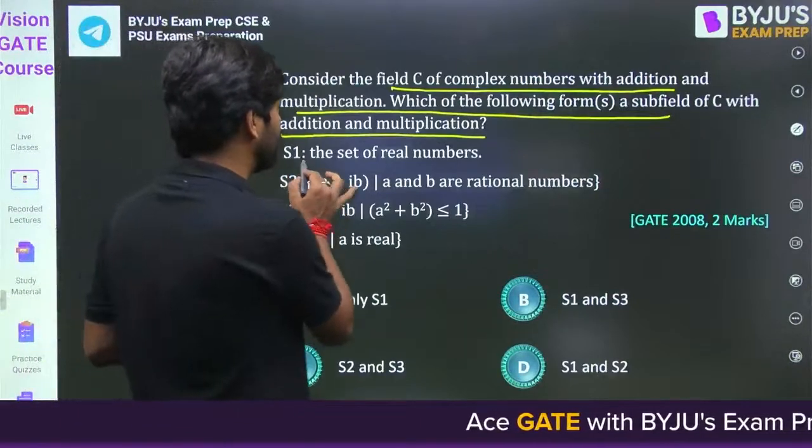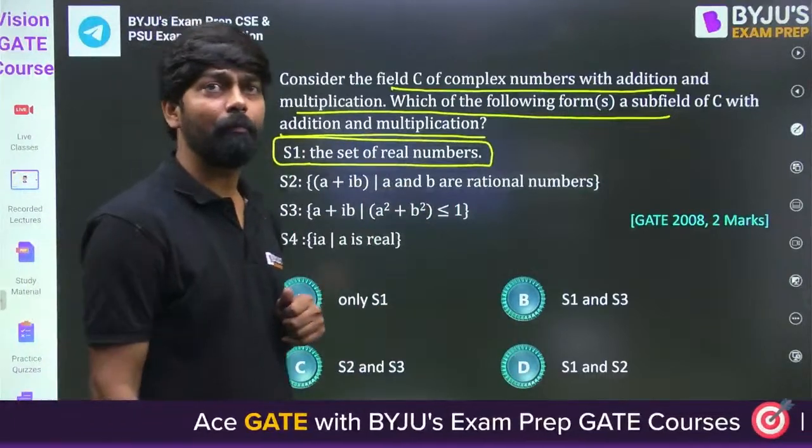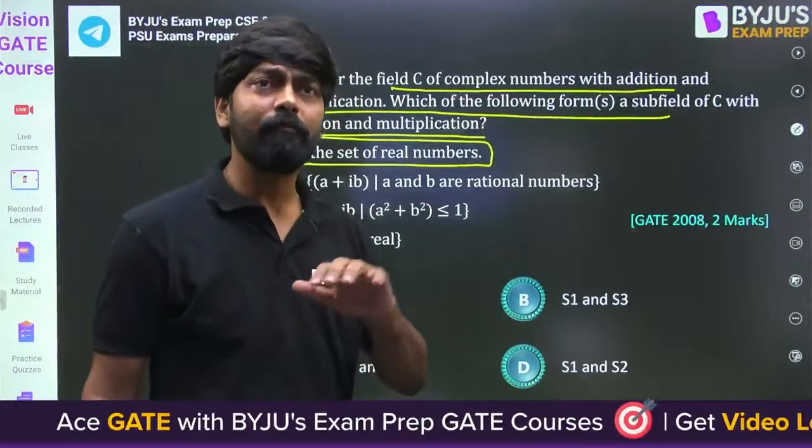Now if you see these properties, you are able to give the answer of this question. If you take S1, the set of real numbers, and you add any two real numbers, it will be a real number only.